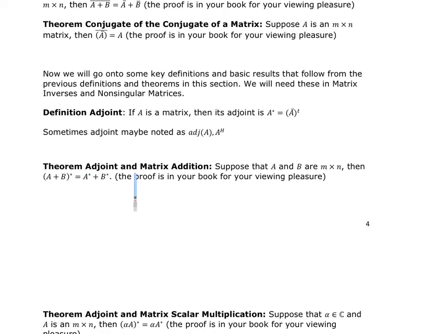The next theorem that follows from all of the theorems above is the adjoint of matrix addition. Suppose we have matrices A and B of size m by n. Then I can do the addition first and then take the adjoint, or I can take the adjoint of each one individually and then add them.